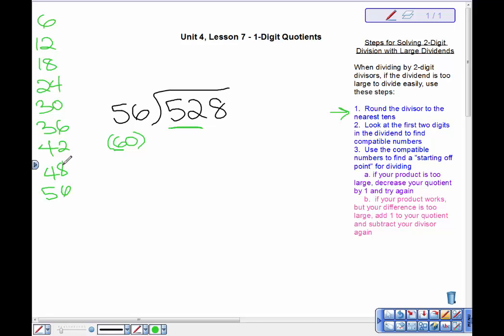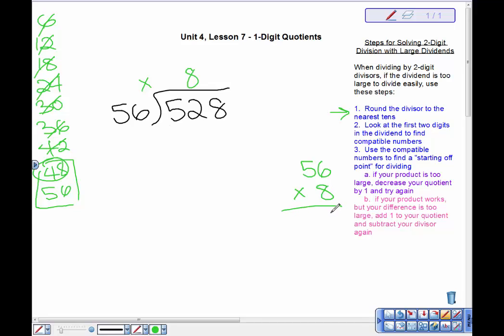All right, 52 is between 48 and 56. I'm going to use 48. 48 was 1, 2, 3, 4, 5, 6, 7, 8 times that I was able to divide by 60. So I'm going to use 8 as my starting off point. So now what I want to do is follow the next group of steps. The next steps after I divide is that I multiply. So now I'm going to do 56 times 8.